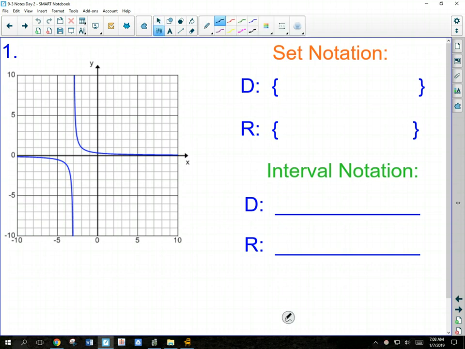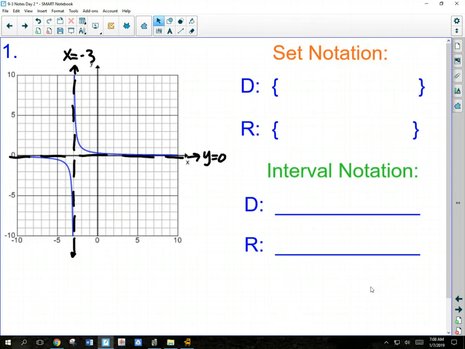What you want to do when you do domain and range is pay attention to where the vertical asymptotes are, where the horizontal asymptotes are, and where you would have any holes. In this case, they're not marked, but I do have a vertical asymptote at x equals -3, and a horizontal asymptote at y equals 0. There's a couple of different ways you can do this, and I will show you those.